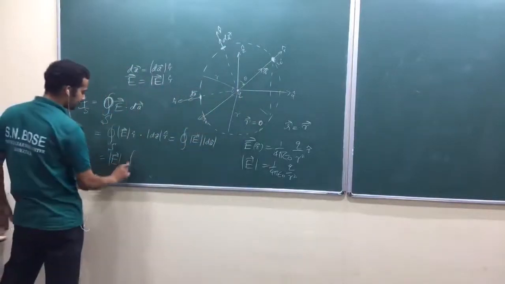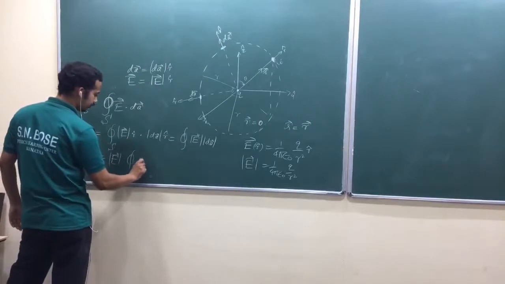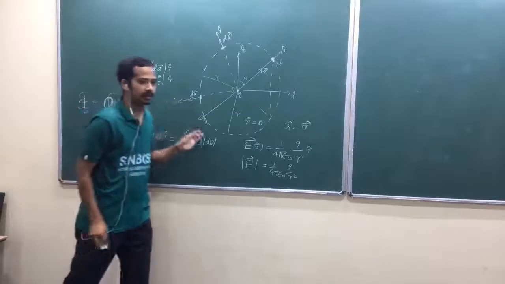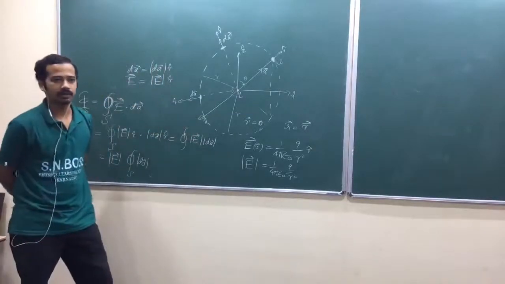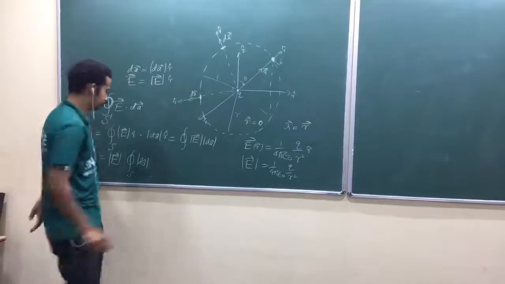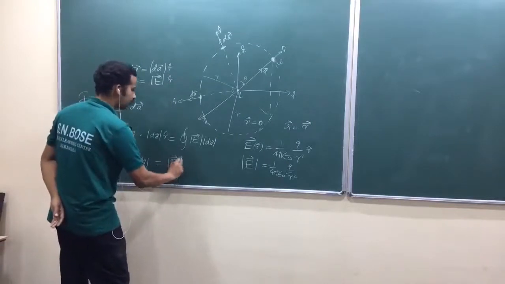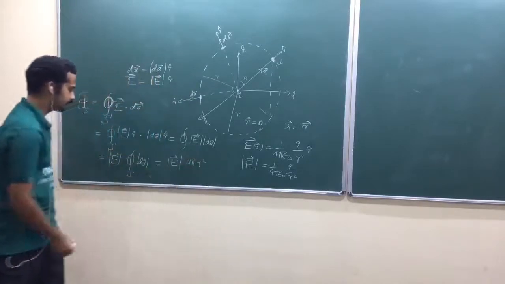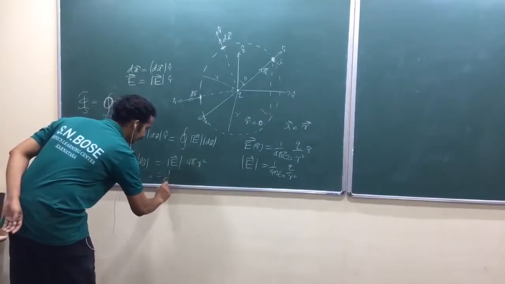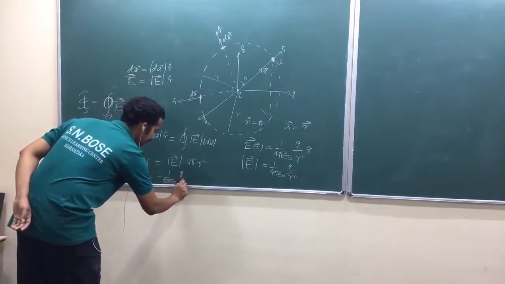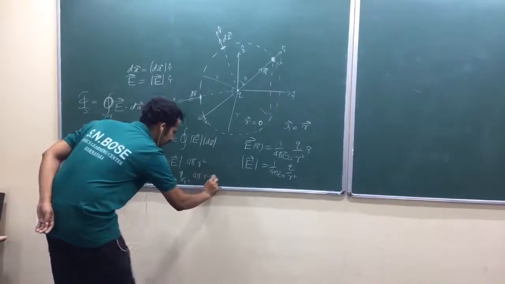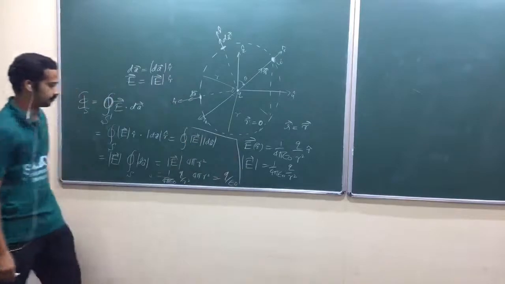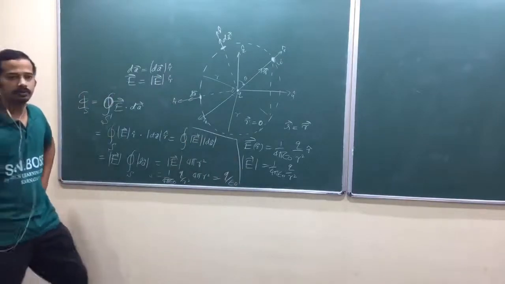So that's why this becomes the integral of mod dA throughout the surface. That means you have taken small areas, you have added throughout the surface. What you are getting? You should get the total surface area. That's it. That's why that's equal to mod E into the total surface area of this surface, 4 pi r square. Just multiply with mod E. What would you get? 1 by 4 pi epsilon naught q by r square times 4 pi r square. That's equal to q by epsilon naught. What did you prove?